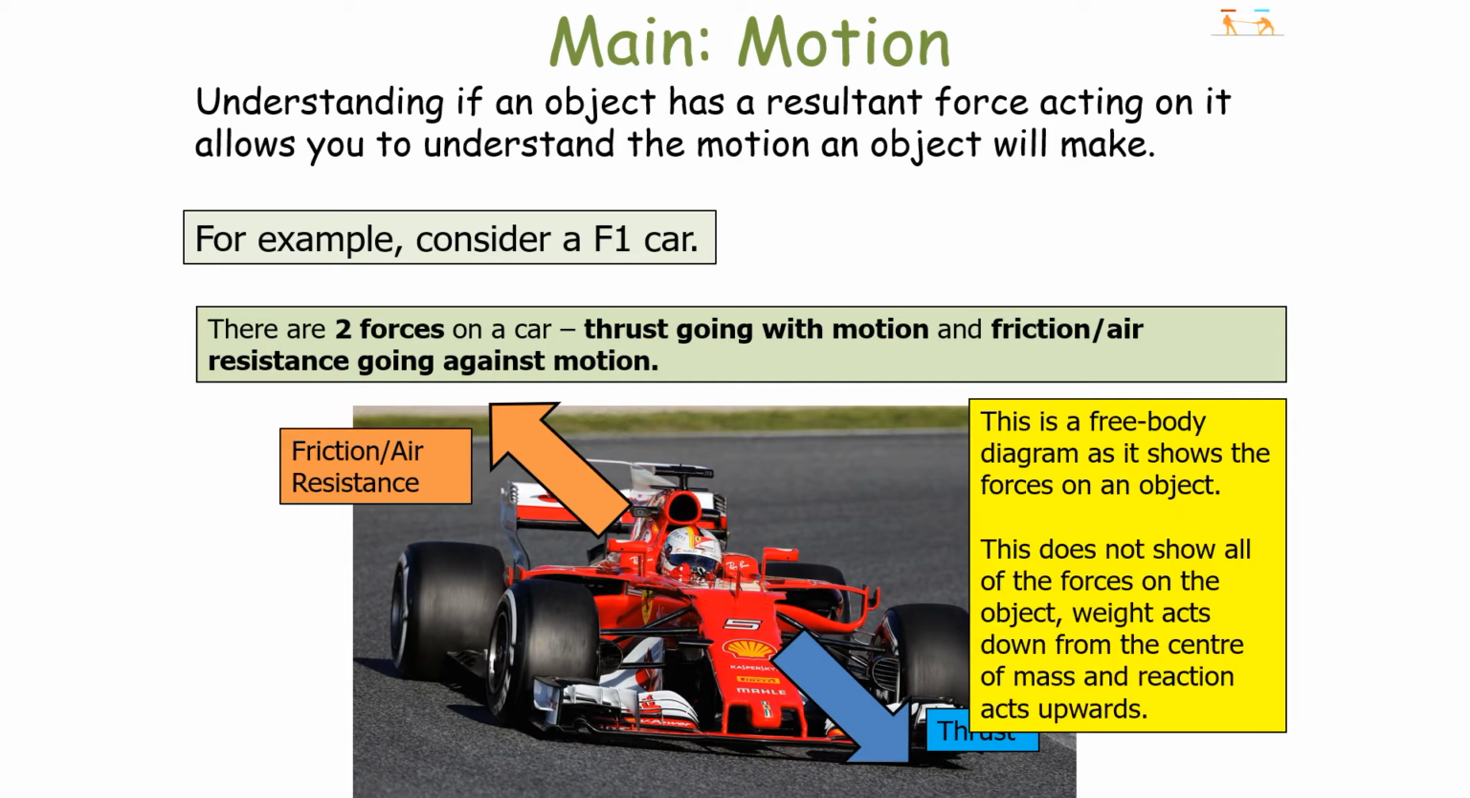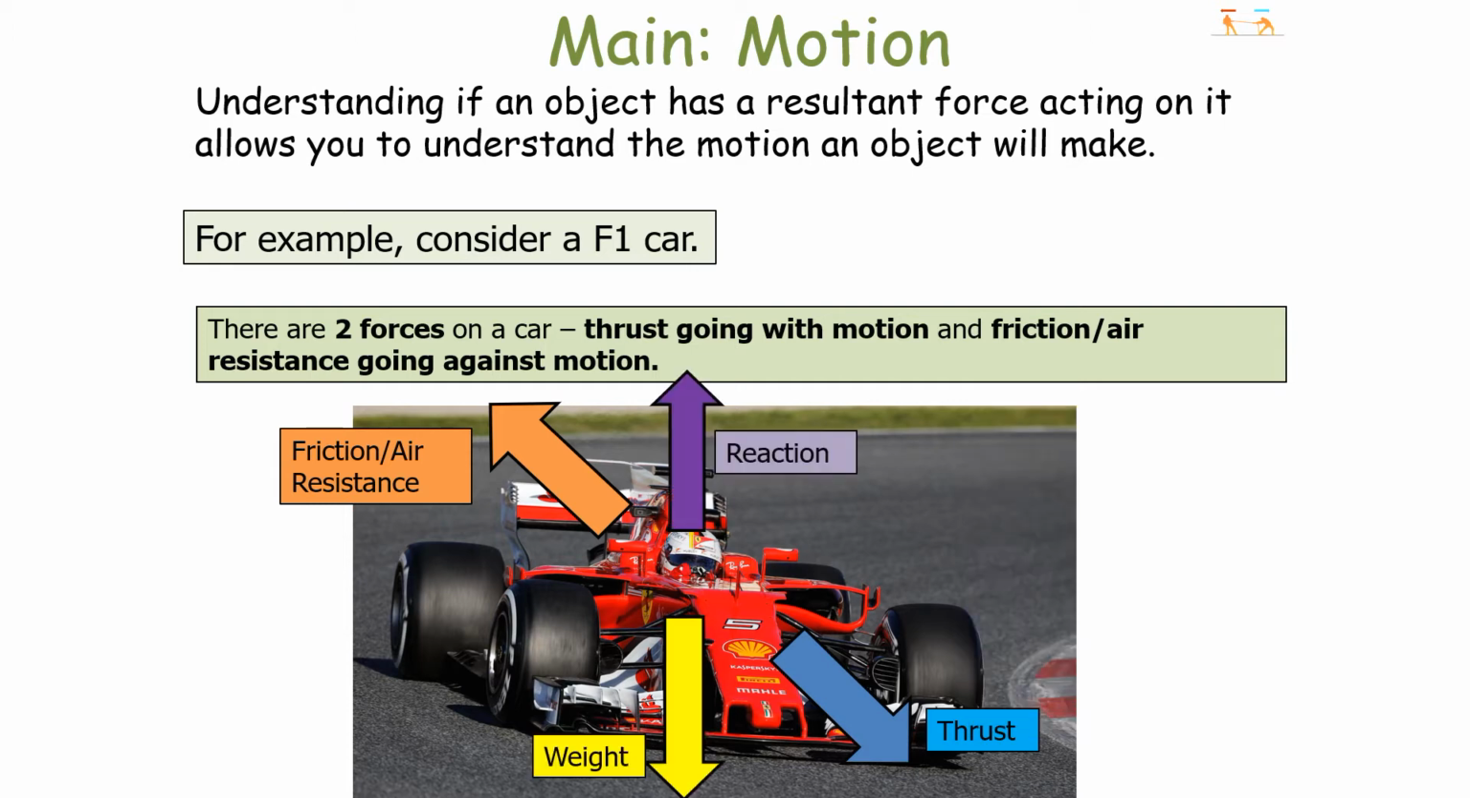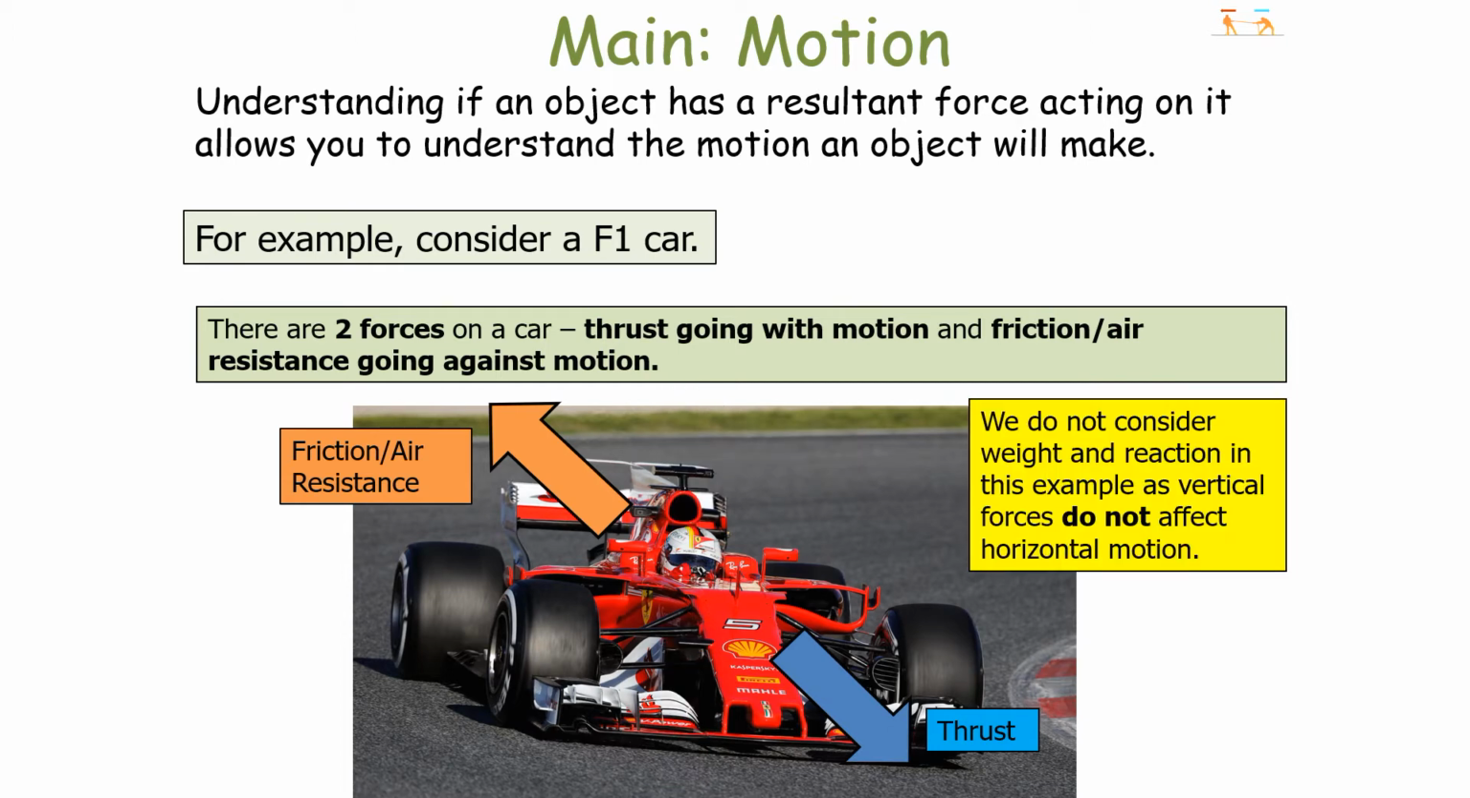Now just to clarify, this does not show all of the forces on the object, because we also have weight acting down from the center of mass and the reaction force acting upwards, as shown here. Now in this example we're not going to consider weight and reaction, as vertical forces do not affect horizontal motion, and we're only going to consider the horizontal motion of the car.